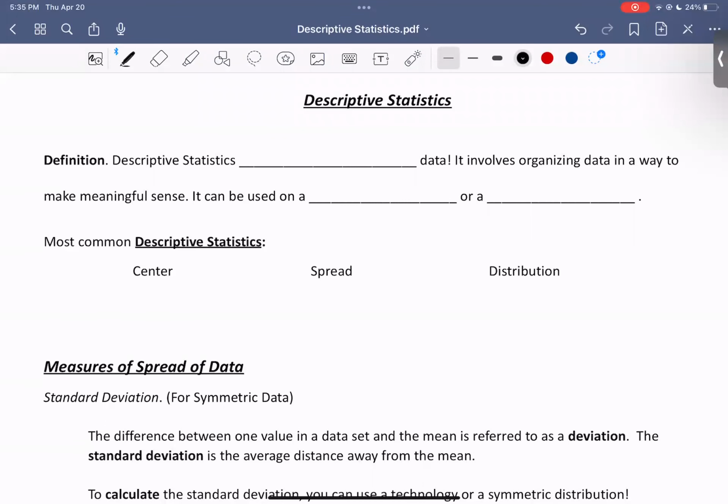In this video, we're going to cover descriptive statistics. So let's begin with a definition. Descriptive statistics describes data. It involves organizing data in a way to make meaningful sense of it. It can be used on population data, or sample data.